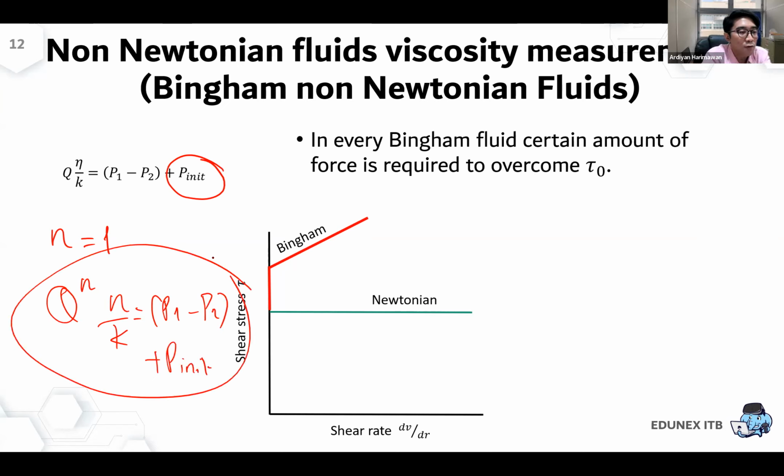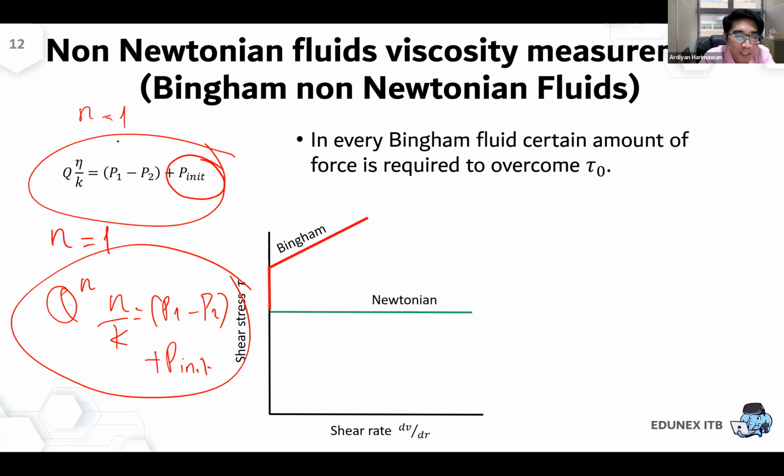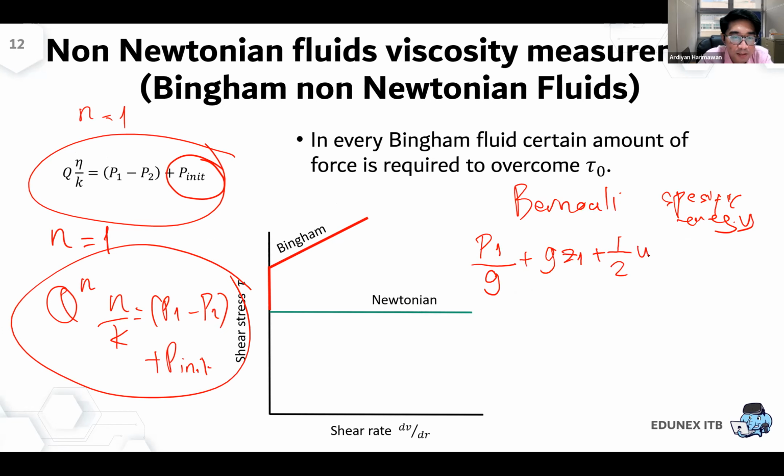Okay, for this one, N equals 1. Now, please remember again about the Bernoulli. In terms of specific energy, what will be the value? P1 over rho, G Z1. This one, right? Minus EF.